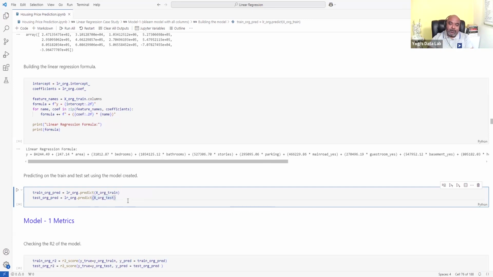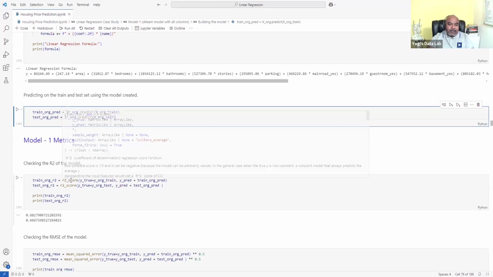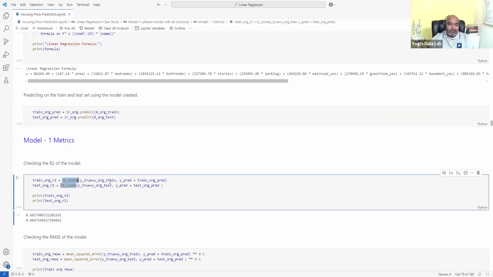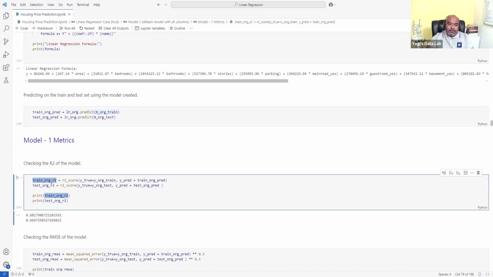So the metrics we already know, R square and RMSE. Here I am not getting into all the metrics. Here we'll be comparing only the R square and RMSE. So I'm checking R square where I'm giving my original Y variable and the predicted variable, which we just predicted here. It gives me the R square of the original data. I am giving the R square for my test set now, and it gives me the test R square.